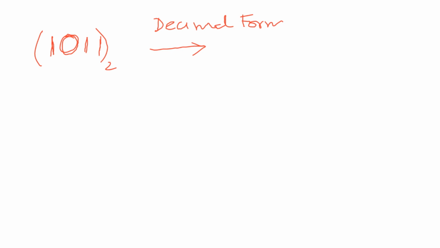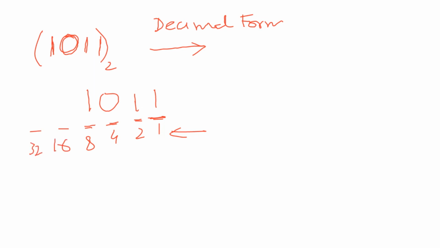Let's say we have this as a binary number. If I ask you to write the decimal form for it, you start from this side: the first place means 1, this means 2, that means 4, and that means 8. If you have more, then you have 16, then 32, and so on and so forth.